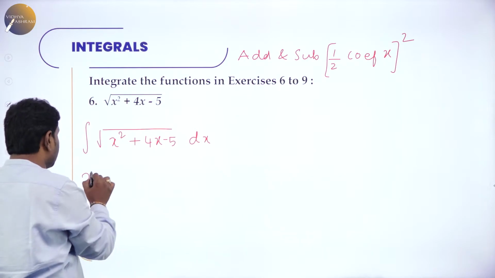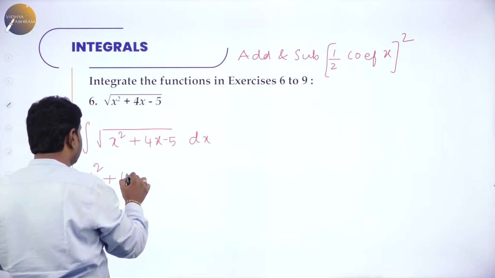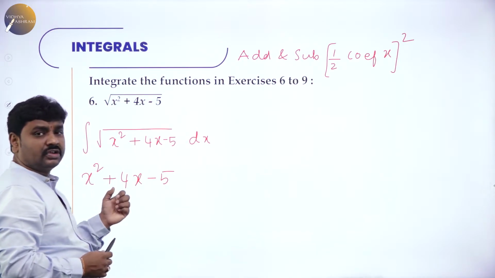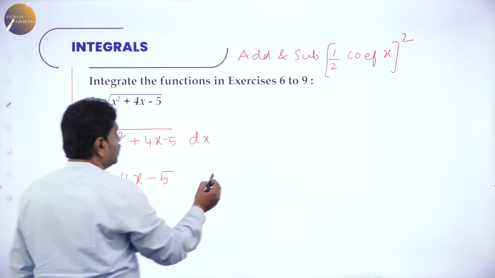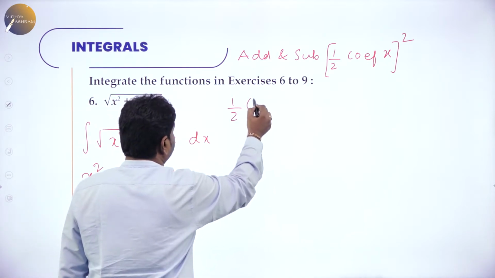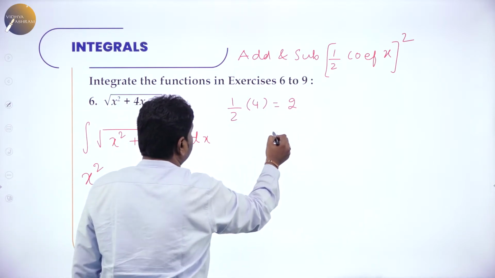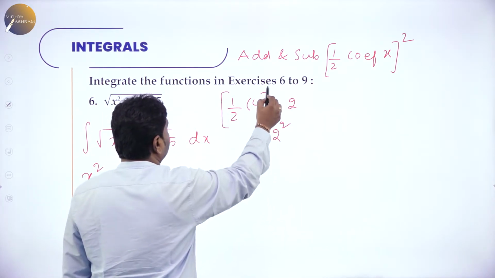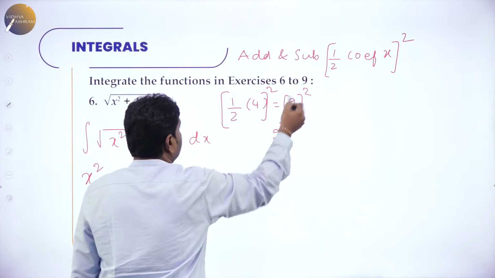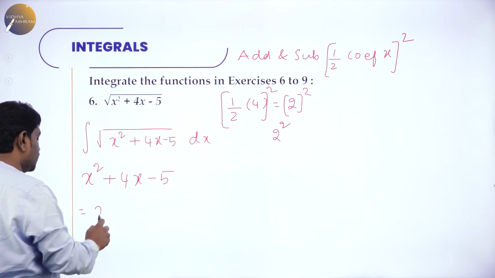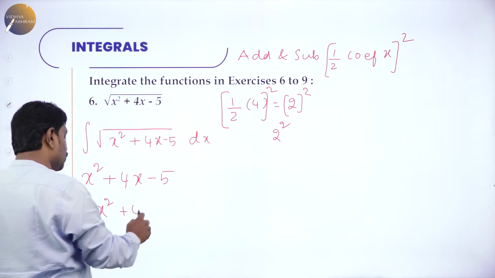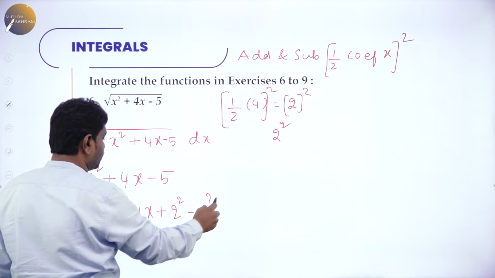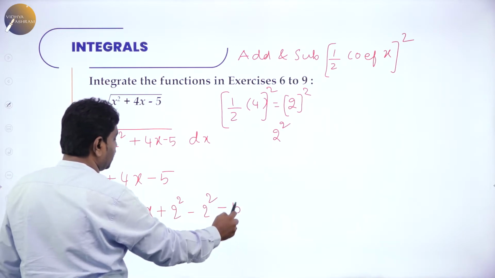See, I'll take x square plus 4x minus 5. What is half of the coefficient of x? The coefficient is 4, so half of 4 is 2. So now I should add and subtract 2 square, half of the coefficient of x the whole square, that is 2 whole square. So this will become x square plus 4x plus 2 square minus 2 square, and we have minus 5 as it is.